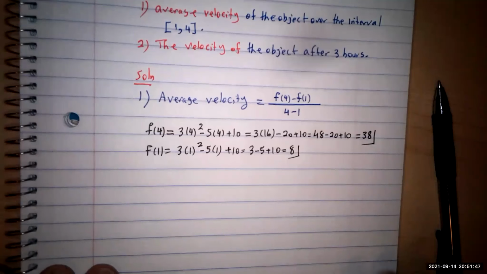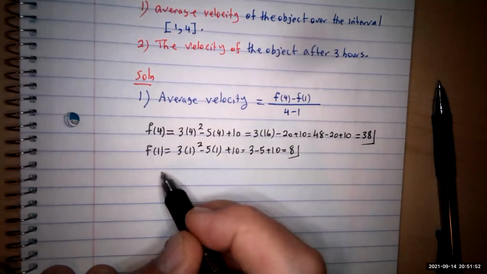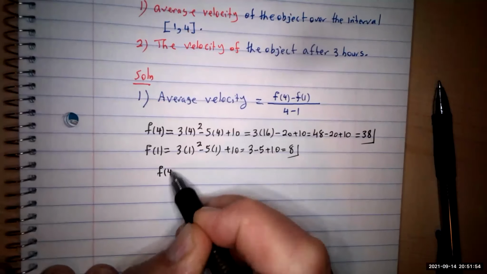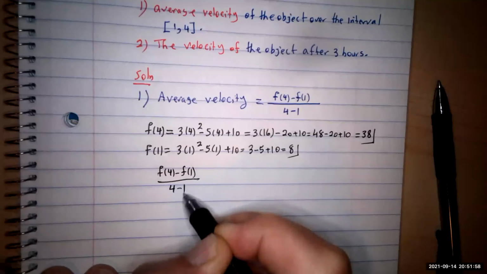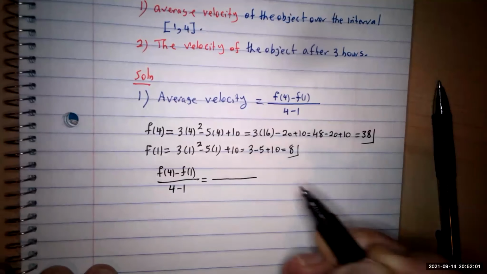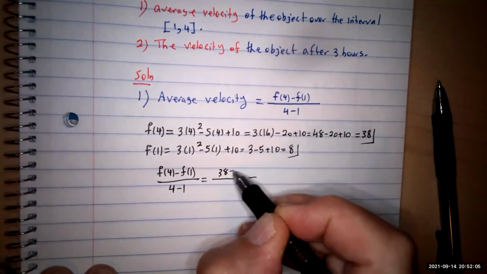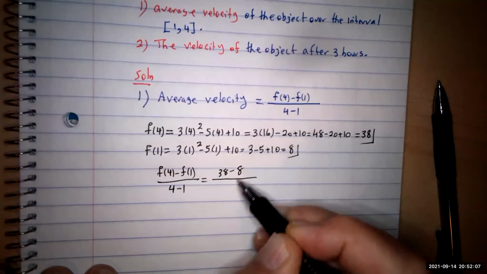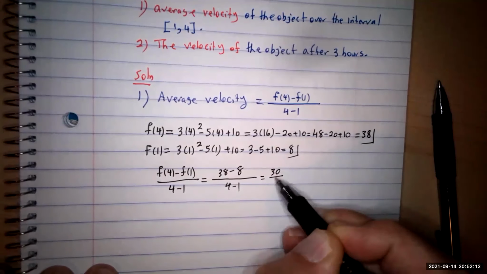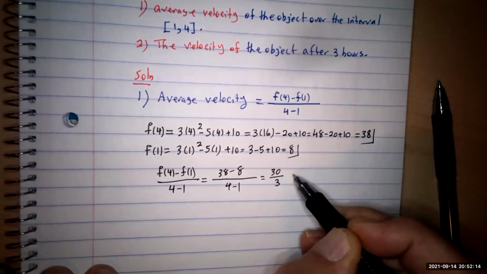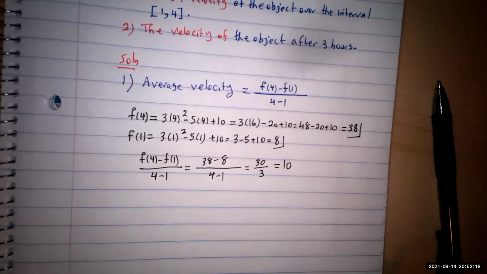38 and 8. So come back and get it down here. What we're going to have is f of 4 minus f of 1 over 4 minus 1. We got f of 4 is 38, minus f of 1, which is 8, over 4 minus 1. So it's 30 over 3, and the result is going to be 10.